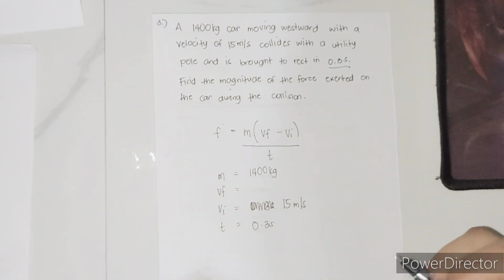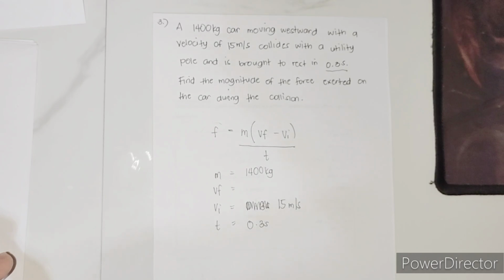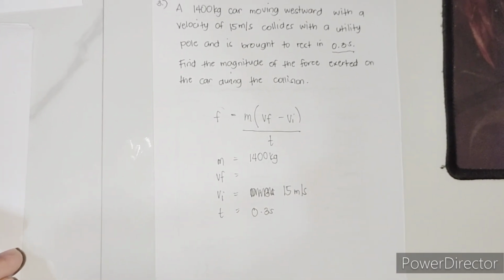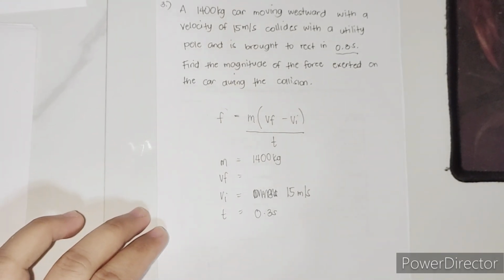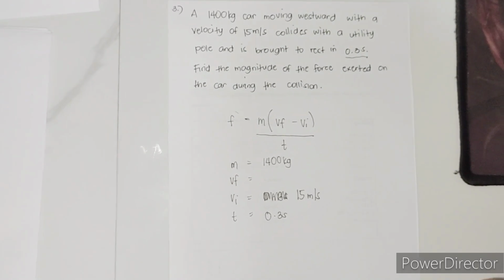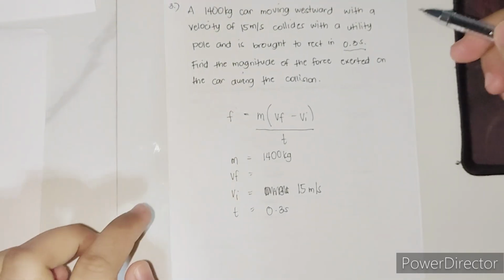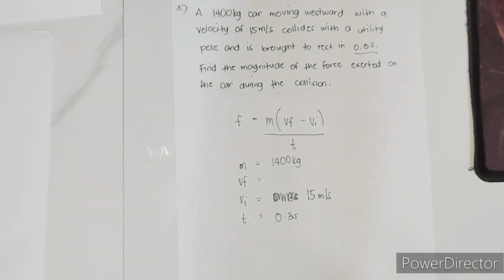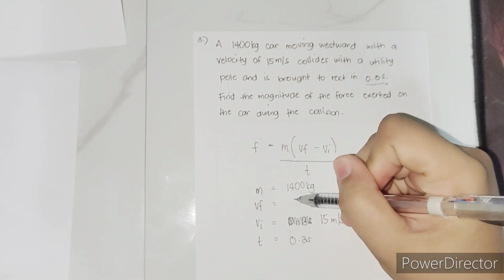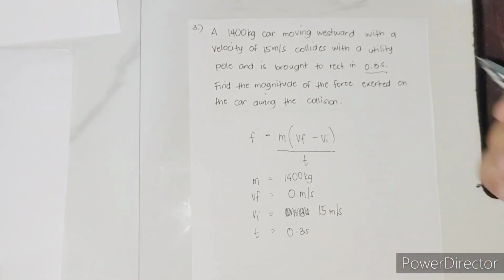I have my question. Paano mo na-identify ng 15 meter per second ay tinatawag po siyang initial velocity at hindi po siya final velocity? Dahil sabi niya dito, the car is moving westward with a velocity of 15 meter per second. At tapos, huminto daw siya. So, ibig sabihin, ang kanyang final velocity is 0 meter per second.